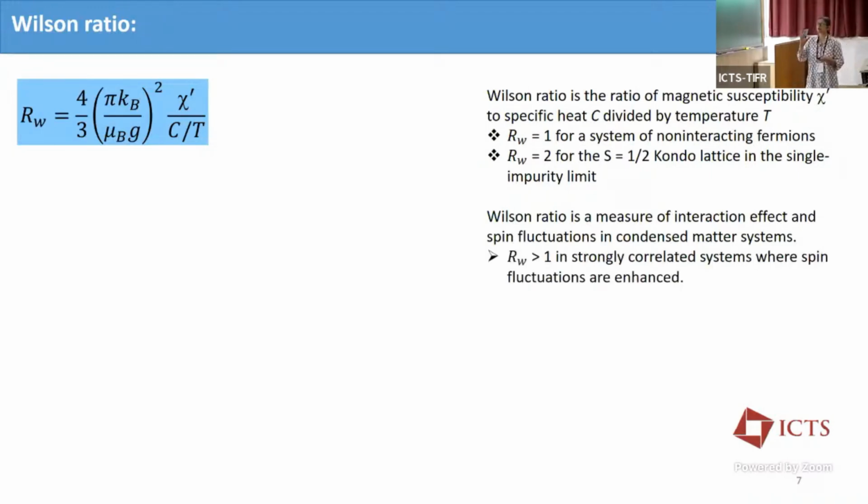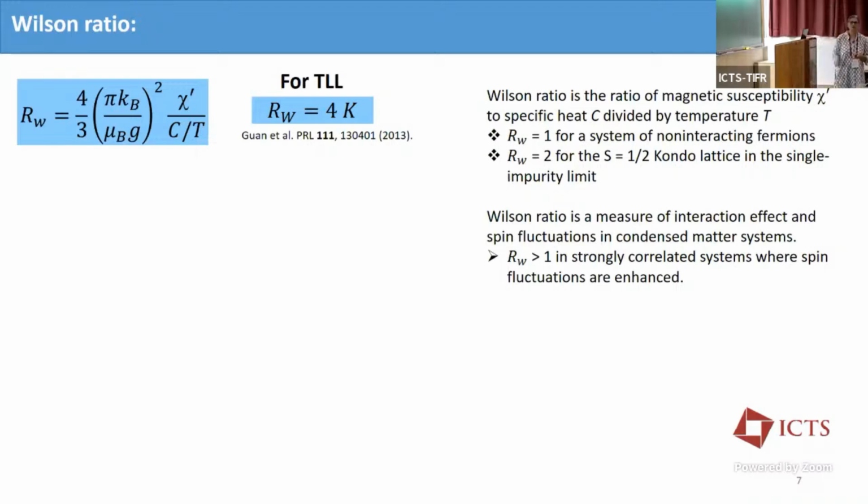It is supposed to be much larger than 1 in strongly correlated systems where spin fluctuations are highly enhanced. Okay, so for a Tomonaga-Luttinger liquid, Guan et al. predict that Rw should be equal to 4 times the Luttinger parameter K.